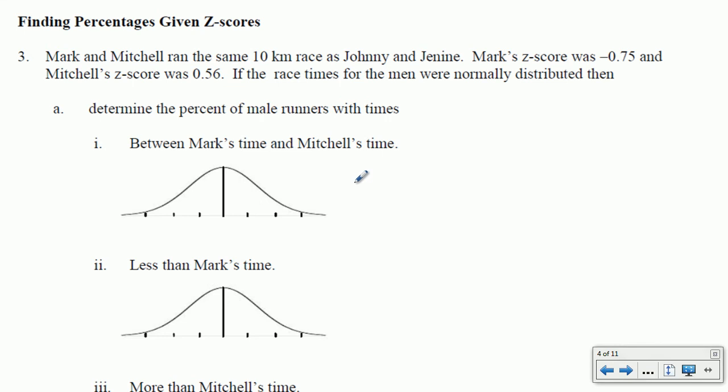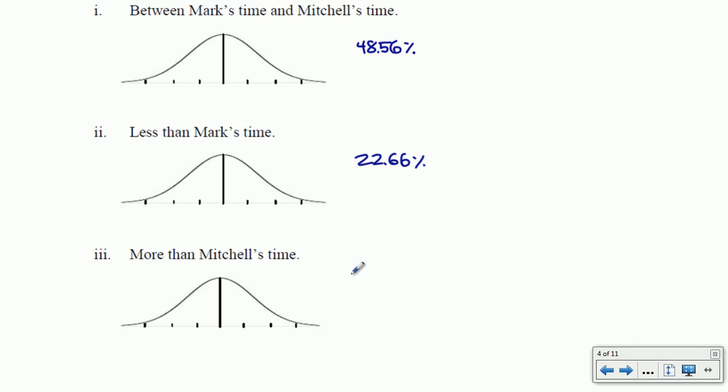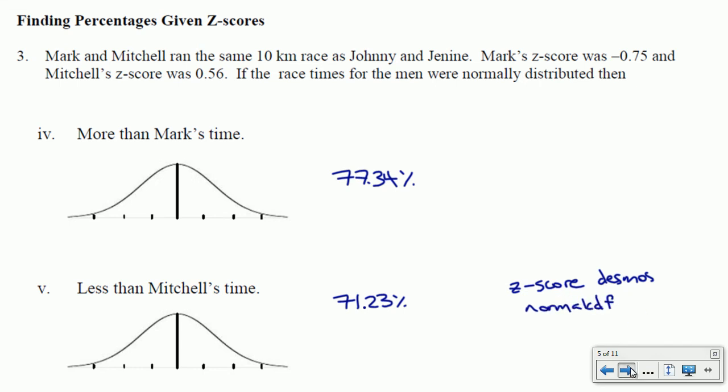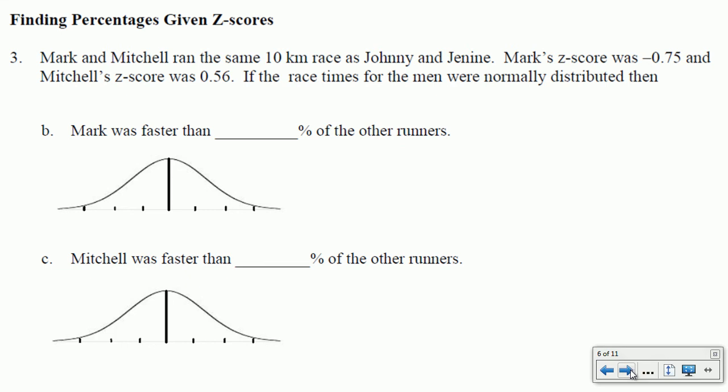So we can record our results so far. For this one it was 48.56%, and this one it was 22.66%. I'll leave it to you to show that number 3 is 28.77%, and number 4 is 77.34%, and number 5 is 71.23%. And for this you could either use the Z-Score app in Desmos, or you could use the normal CDF function in your calculator.